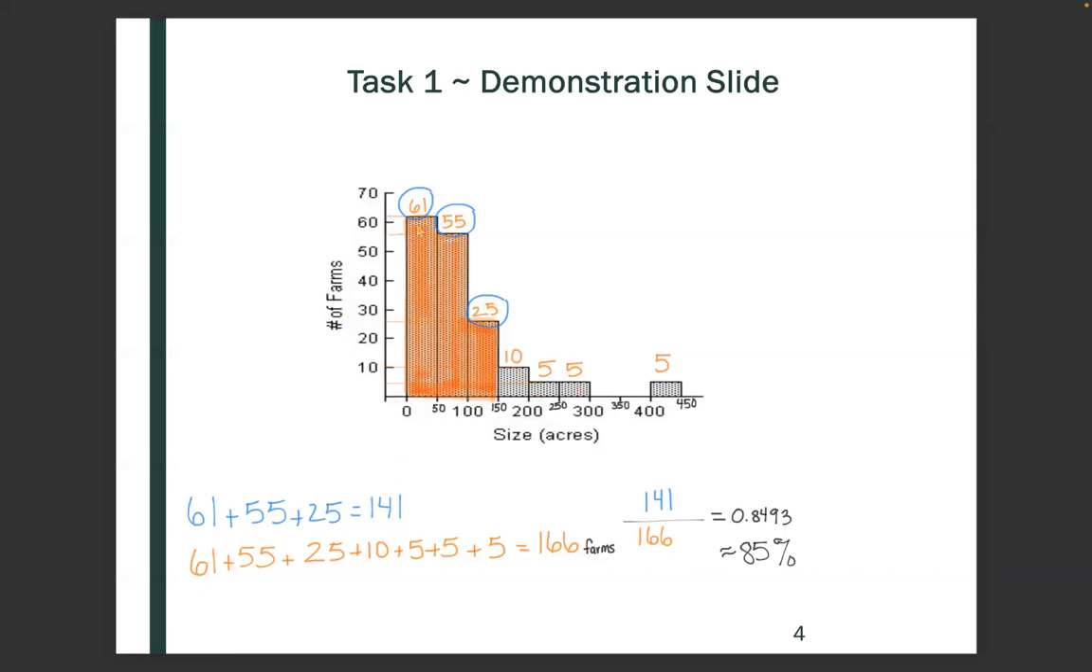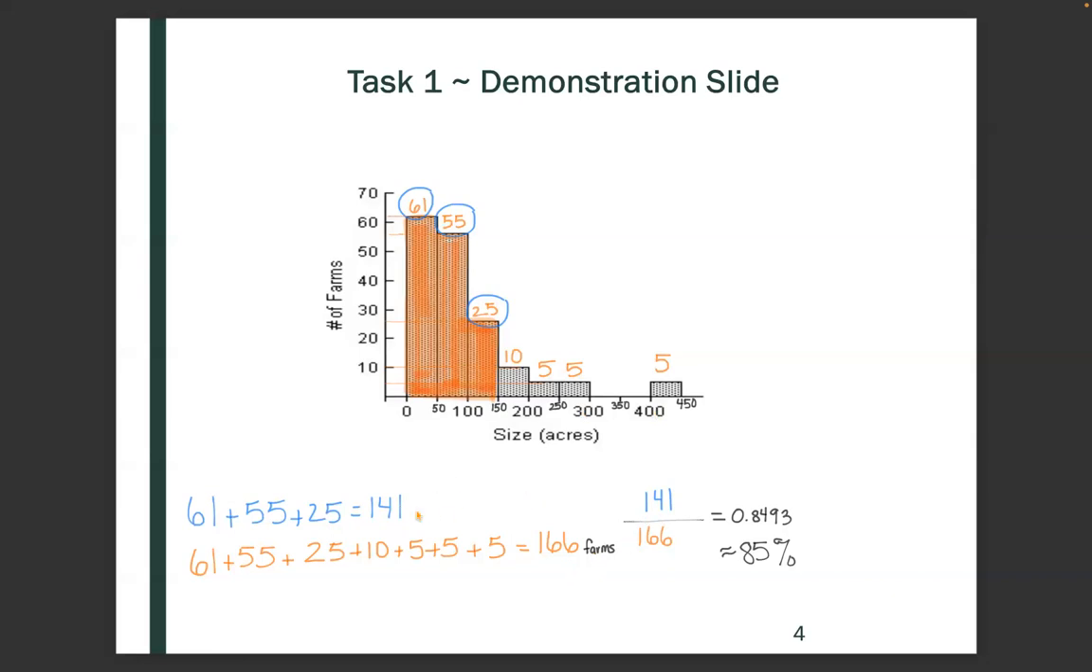So if we continue, we already have 61, 55, and 25. But then we have around 10 farms that are between 150 and 200 acres. We have around 5 farms that are 200 to 250 acres, another 5 farms that are 250 to 300 acres. And then we have around 5 farms that are this large size of 400 to 450 acres. So if we add that up, we get a total of 166 farms approximately.